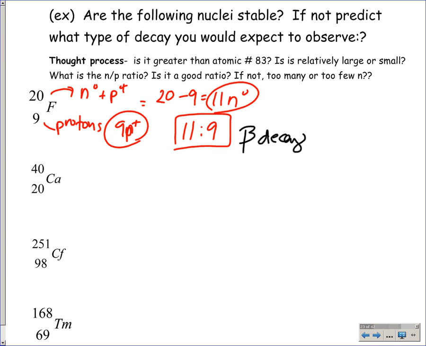So just make sure you do the math right and you compare and contrast the neutrons to protons. If it's a very small nucleus, it needs to be a 1-to-1. If it's a very, very large nucleus up to 82 atomic number, then it needs to be a 1.5-to-1. So let's keep going. Let's try this next one.